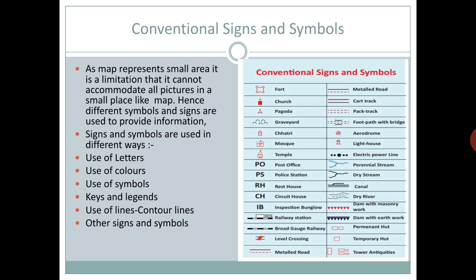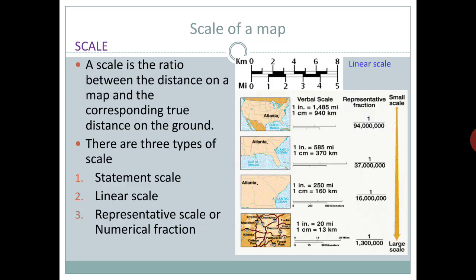There are many other signs and symbols usually always given at the bottom of the map, and they are used in a codified way so that it will be easier to understand, and in a small place it will give you a lot of information. Now, scale of a map.